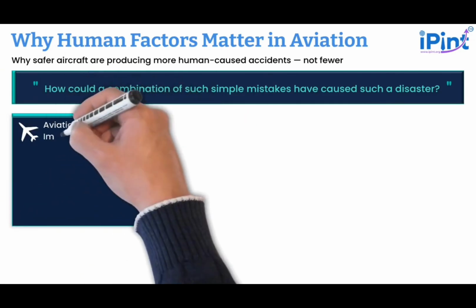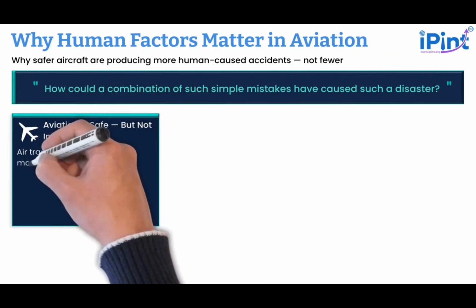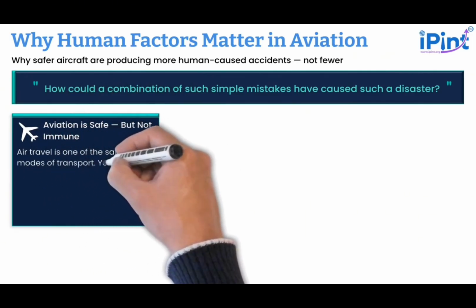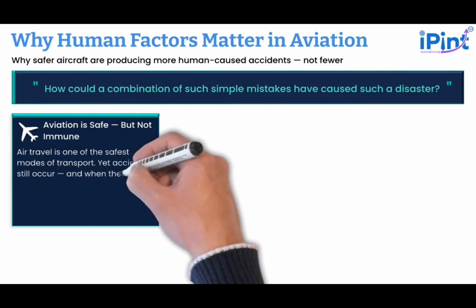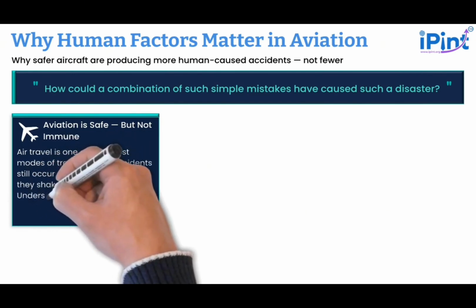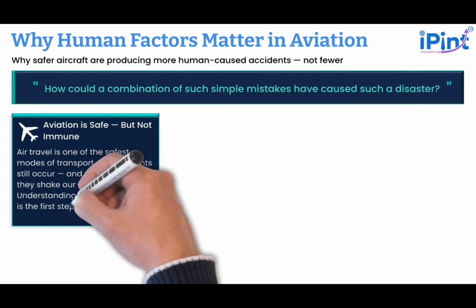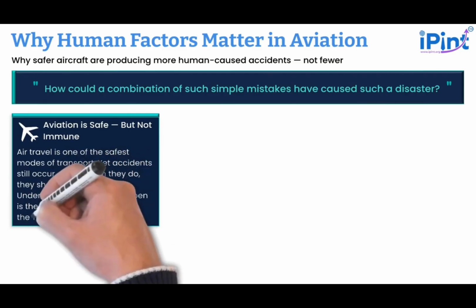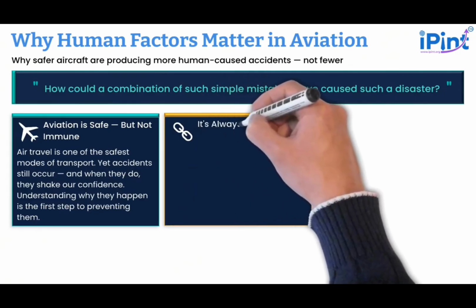Aviation is one of the safest forms of travel in the world. We have incredibly advanced aircraft, highly trained crews, and robust safety systems. And yet, accidents still happen. And when they do, they shake our confidence and remind us that safety can never be taken for granted. Here is what the data consistently shows us.